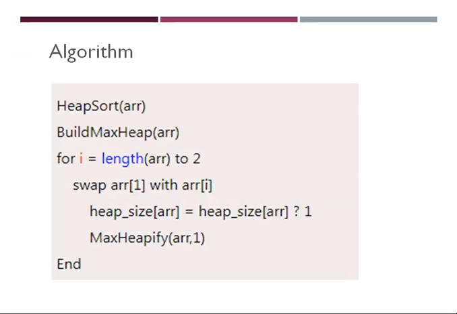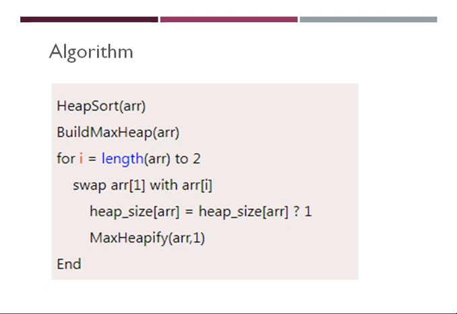Let us have a look at its algorithm. See, here we have the method for heap sort. It takes input as an array. Then we call a function called build max heap to create a max heap. In this function, we take a looping variable i equal to the length of the array divided by 2, with a step of 2, and we swap the elements by checking their values. Okay, so we are checking the heap size of the array. If it is equal to heap size of the array, that to 1, then we call max heapify.